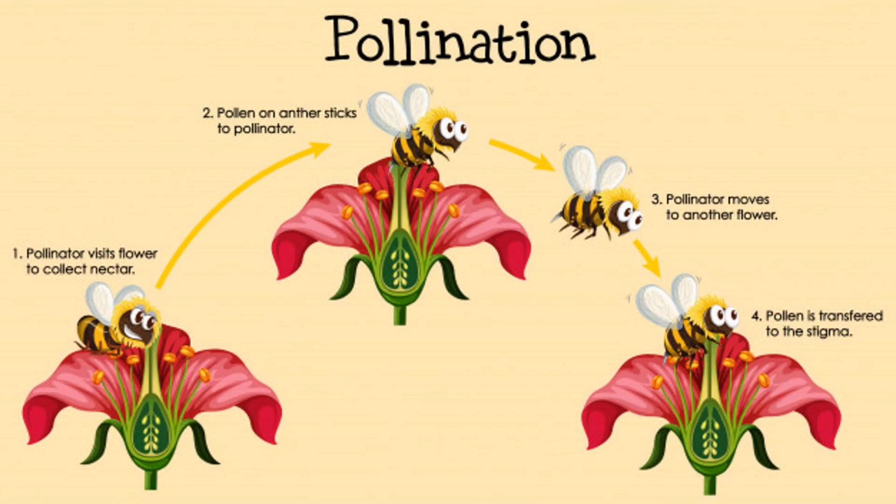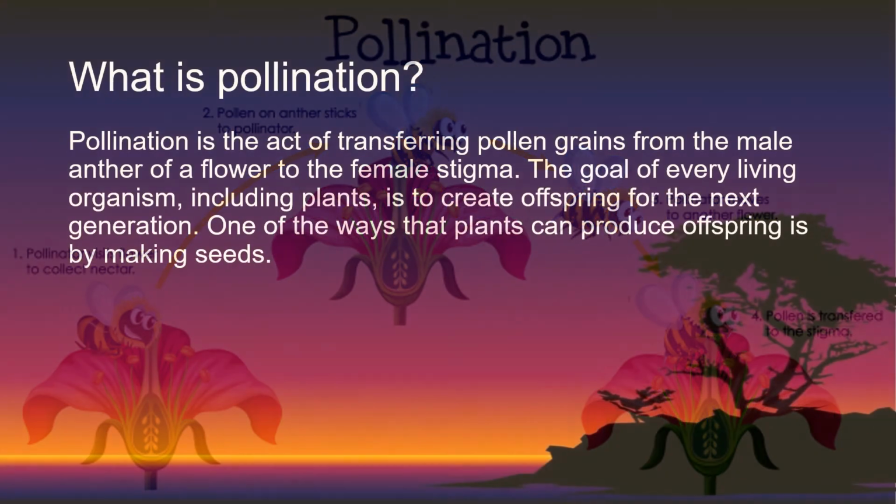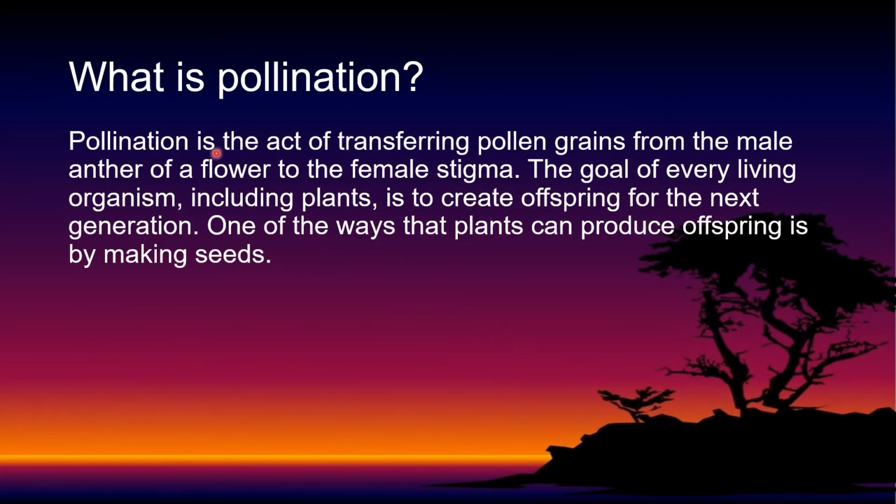Now it's time for pollination. What is pollination? Pollination is the act of transferring pollen grains from the male anther of the flower to the female stigma. It is one of the ways that a plant can produce offspring, by making seeds. It's very important for pollen grains to go from anther to stigma, because it is very important to reproduce again and again.